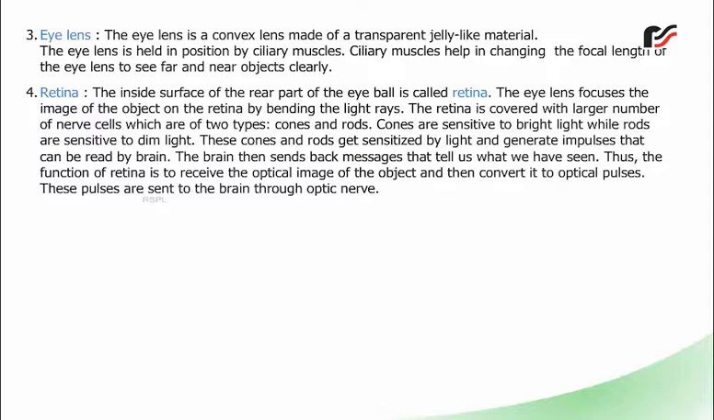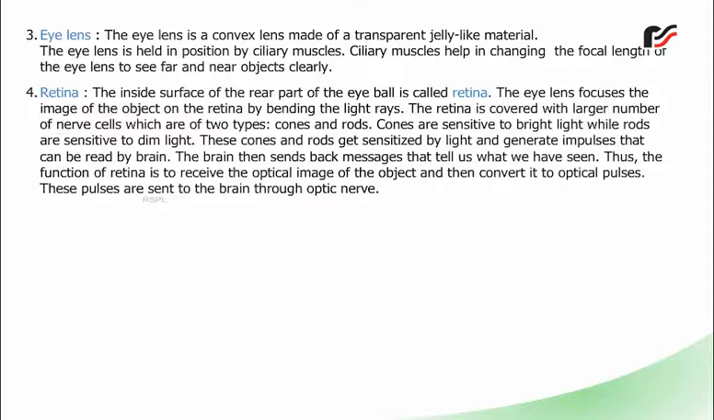The eye lens focuses the image of the object on the retina by bending the light rays. The retina is covered with larger number of nerve cells which are of 2 types, cones and rods. Cones are sensitive to bright light while rods are sensitive to dim light. These cones and rods get sensitized by light and generate impulses that can be read by brain. The brain then sends back messages that tell us what we have seen.